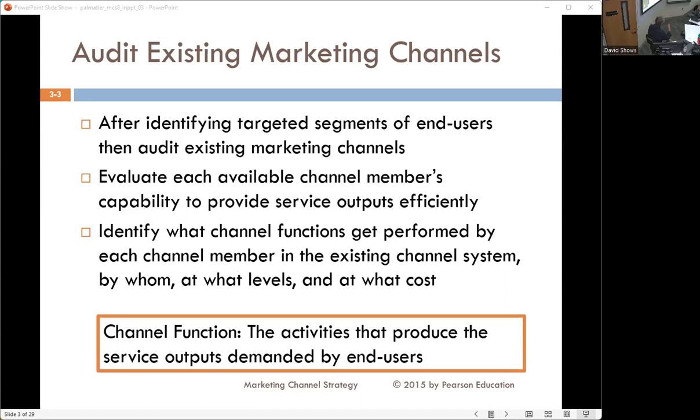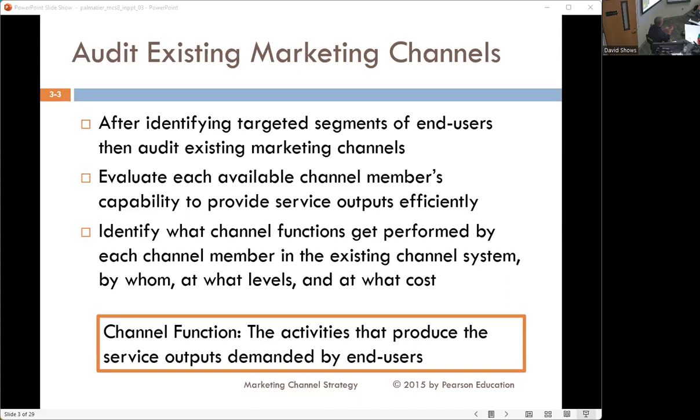So, after identifying targeting segments, let's find out where we are. And so that's what auditing does. It allows us to evaluate the available channel right now. It helps us identify who does what, the channel members that we have, at what levels do they do them, and at what cost.